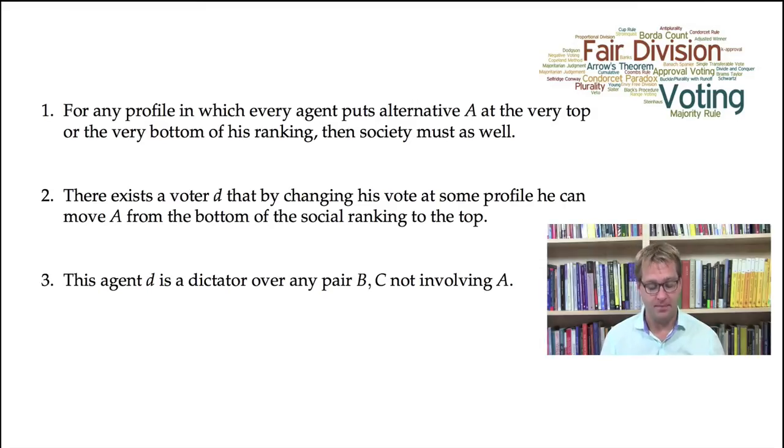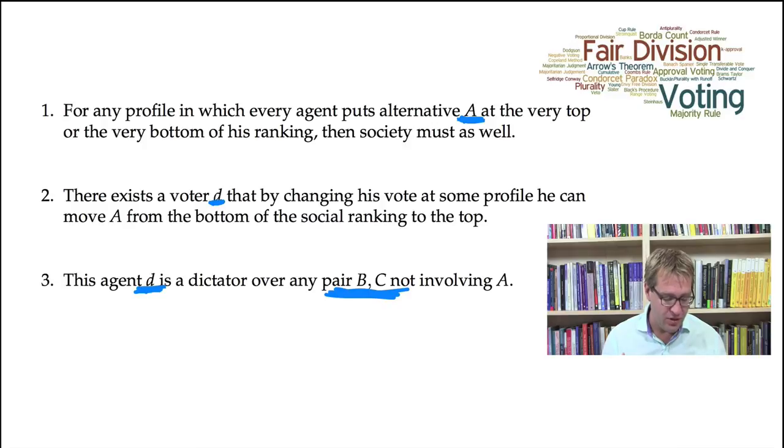So here's the situation we're in. We have this alternative A, and we used this candidate A to find this voter D, which is a dictator over any pair of alternatives not involving A. So we showed that if A is ranked at the very top or the very bottom by everyone in society, then society has to rank A at the very top or very bottom. We use that to find this voter D, which is essentially a dictator over A in this very, very special situation. And then we use that to argue that D must be a dictator over any pair of alternatives B and C that don't involve A. Because if one of B and C were A, the argument that we just went through wouldn't actually work.